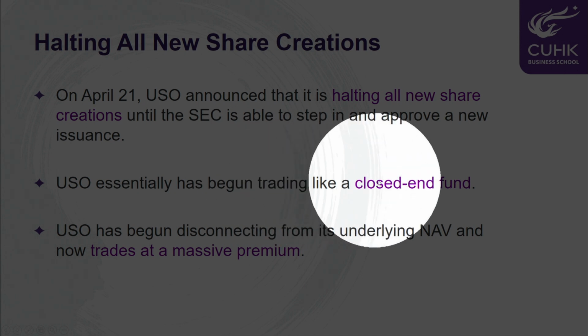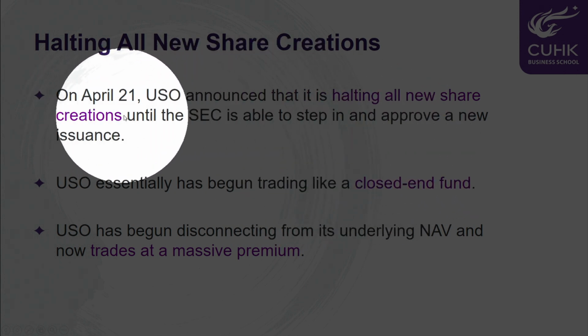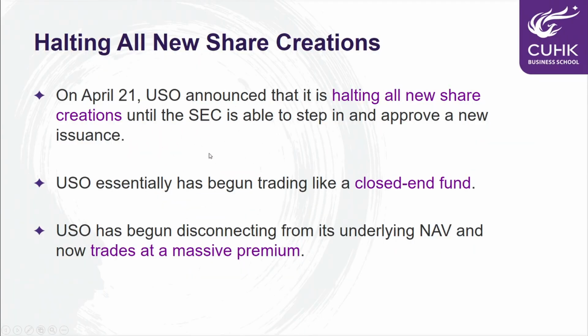Now, another point is a lot of the investors may miss this. It's about these ETFs trying to stop issuing new units. When I check the announcement, I do see that on April 21st, USO filed an announcement to the SEC, and then they tried to stop issuing the new units. So what does that mean?